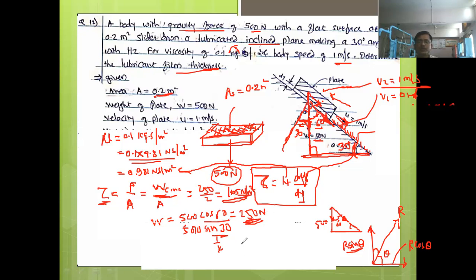Now put that value of tau here. 125 is equal to the value of mu. Value of mu, how much it is? 0.981 into dV. dV is 1 divided by dy. Take this dy on the LHS and take this 125 on RHS. So dy will be equal to 0.981 divided by 125. Tell me the answer.